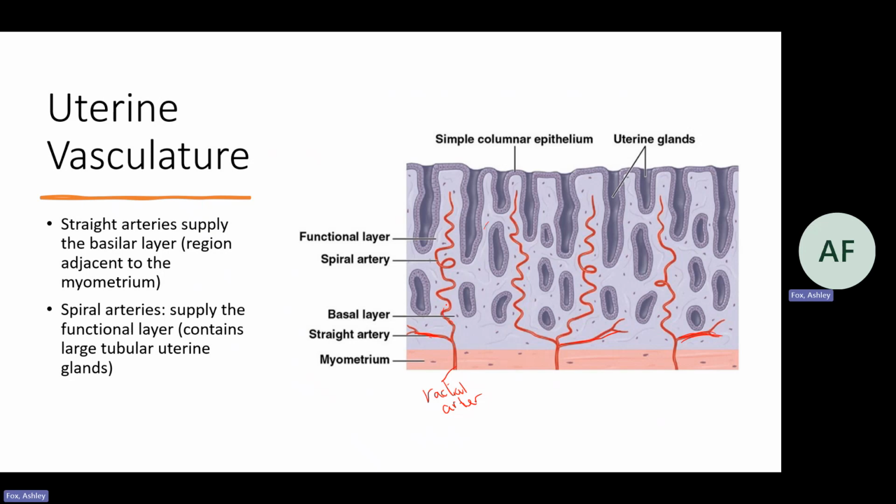Then we lead to a spiral artery, which is this curly Q coming up here. That's going to supply the functional layer. That's where uterine glands are, and this is the area that is growing and then sloughed off during menstruation. So the basal layer stays around because we need some place for it to regenerate from. So this is lost, and then we can regrow from here. That's why we say it's the functional layer, because that's where the glands are, and that's what's going to change during the cycle.